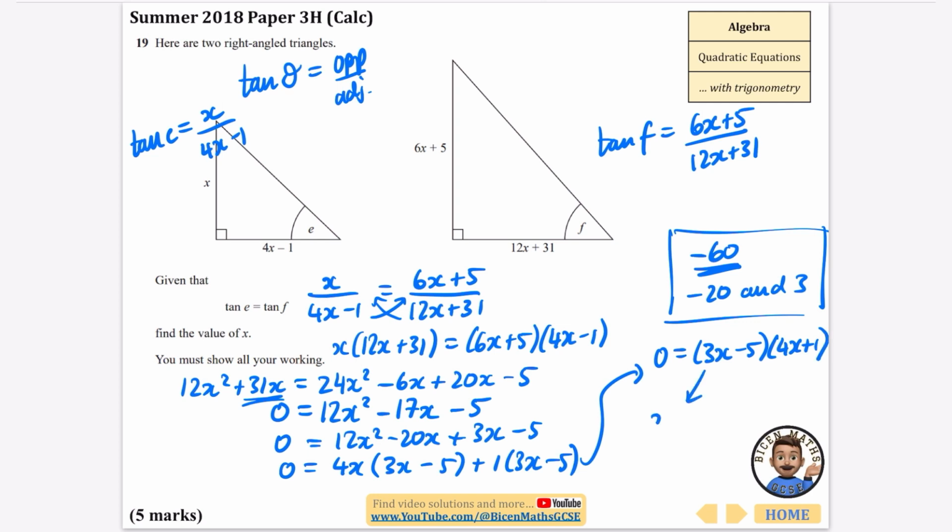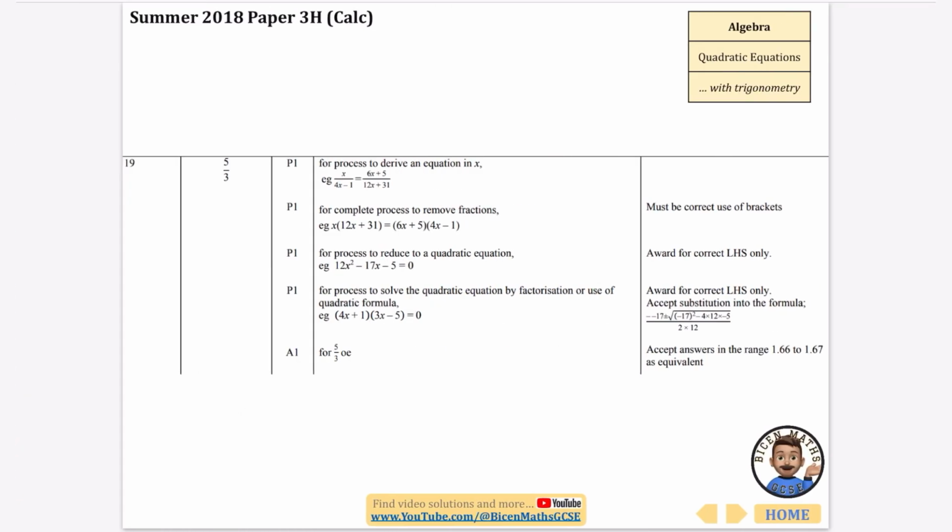This means that x is equal to 5 over 3. This one means that x is equal to minus 1 over 4, because we're making the whole bracket equal 0. But this second one doesn't make any sense, so the value of x is going to be 5 over 3. The reason it doesn't make any sense is we can't have a negative value for x in this particular thing. So the only answer that we've got is 5 over 3.